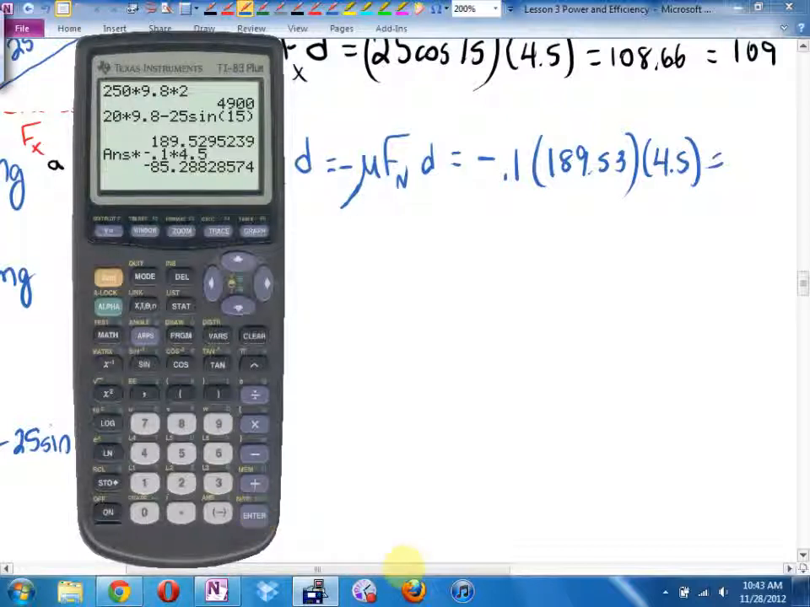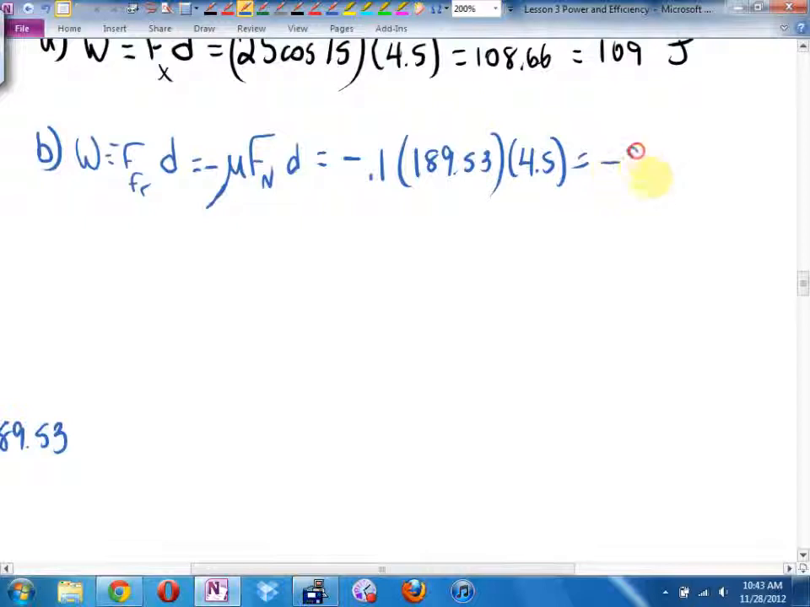Are we right? Negative 85.3 joules. Friction takes that much energy out. So this person is pouring 109 joules of energy in. Friction is taking 85.3 joules out. That only leaves about 24 joules left over that goes into speeding up this lawnmower. It will be gaining kinetic energy, which means it will be speeding up, but not as fast as it would be on ice, say.